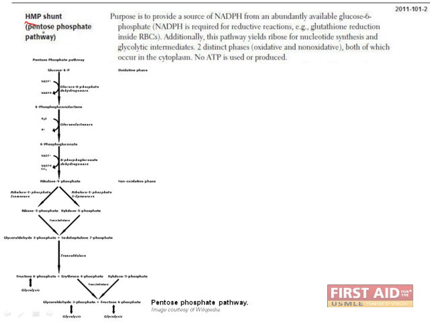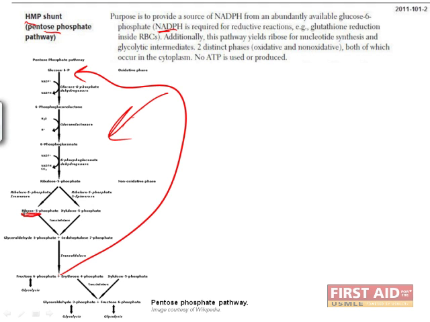The hexose monophosphate shunt, also called the pentose phosphate pathway, is shown here. Its purpose is to synthesize NADPH when glucose 6-phosphate is abundantly available. The NADPH can subsequently be used in reductive and anabolic reactions, such as in glutathione reduction in red blood cells and cholesterol synthesis. Low NADPH can cause hemolytic anemia due to accumulation of oxidative damage. If the cell needs lots of NADPH, it can make this pathway into a cycle by converting fructose 6-phosphate into glucose 6-phosphate. The HMP shunt also synthesizes ribose, which can be used for nucleic acid synthesis and glycolytic intermediates.